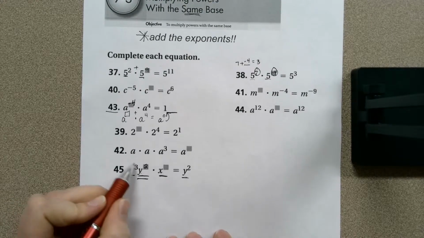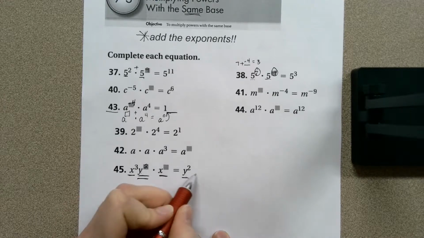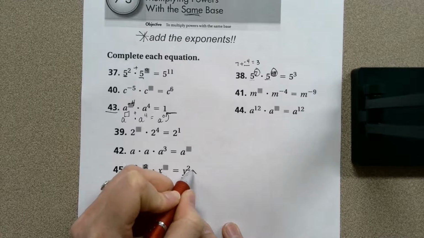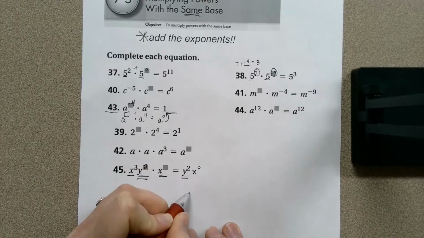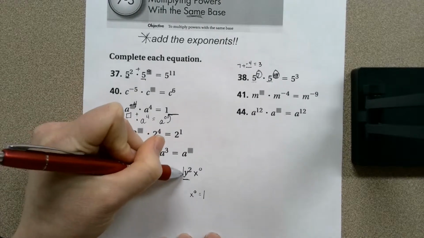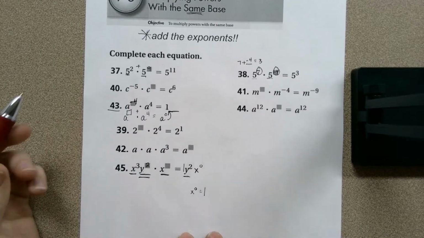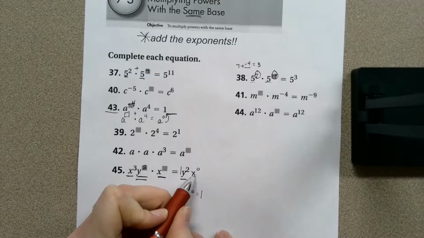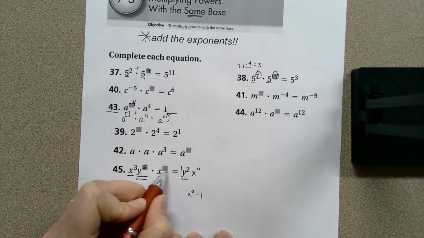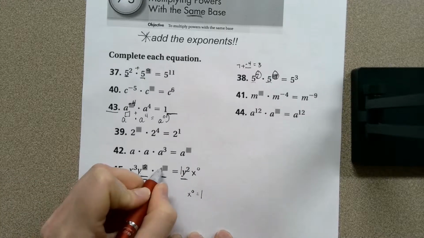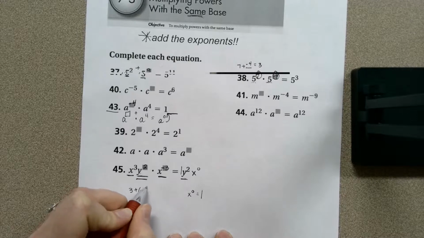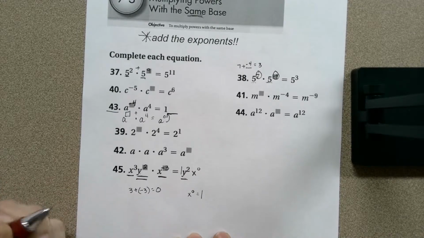But we also notice that we're multiplying x bases, and there is no x base. So the only way for the x base to go away is if it were x to the 0 power, because anything to the 0 power is 1, and we can multiply anything by 1 without changing it. So to make this x to the 0 power, 3 plus what would give us that 0? So this would have to be negative 3, because 3 plus negative 3 is 0.